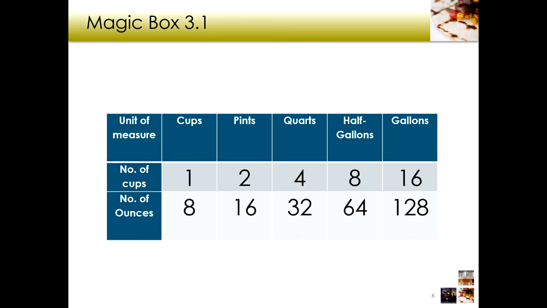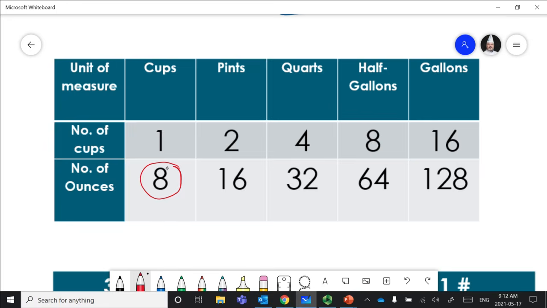The magic box is a chart which allows you to know how many of what goes into what. For example, we've got 8 ounces in 1 cup. If we look at the chart here, 8 ounces, number of ounces in 1 cup, right? Top to bottom. Obviously 1 cup is 1 cup. So if you notice, there's a pattern here. Number of cups: 1, 2, 4, 8, 16. It's doubling every time, right? Number of ounces: 8, 16, 32, 64, 128.